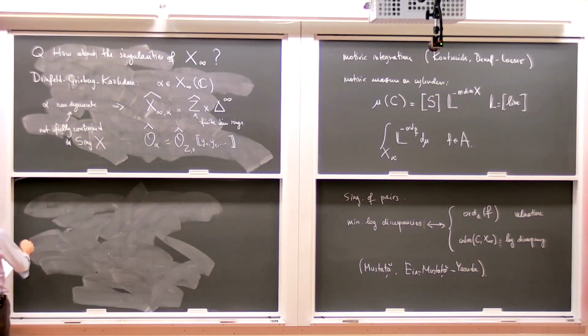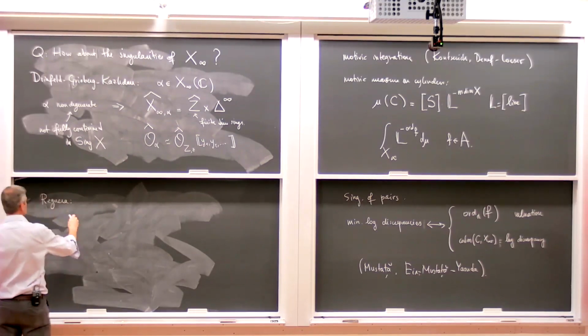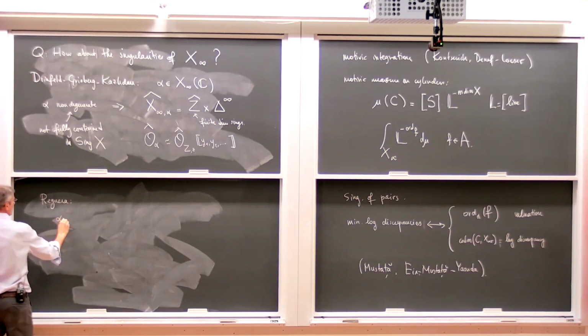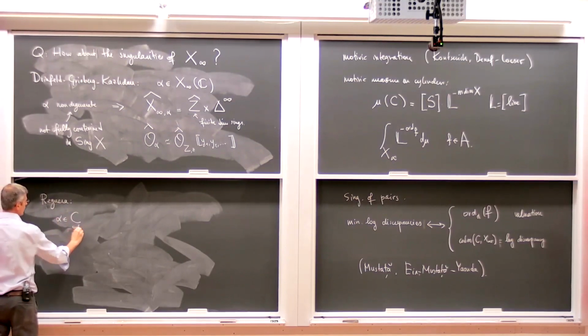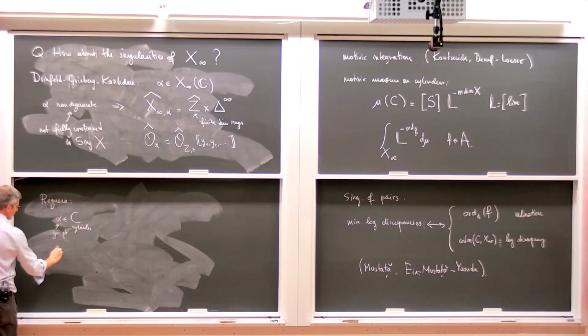Okay, so another theory I want to recall here is the work of Reguera. Reguera is maybe the first person to really focus on this generic point of the constructible set and their local rings, I would say. So if I look at the generic point of a cylinder, I'm going to call this a stable point.